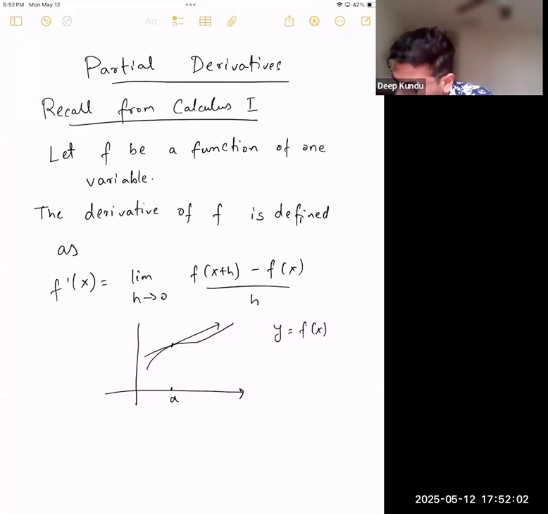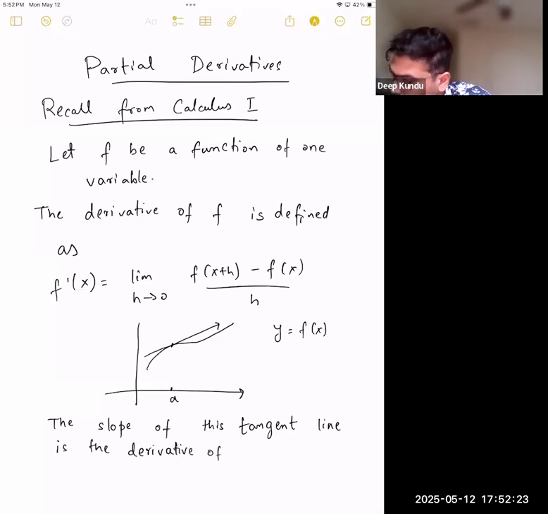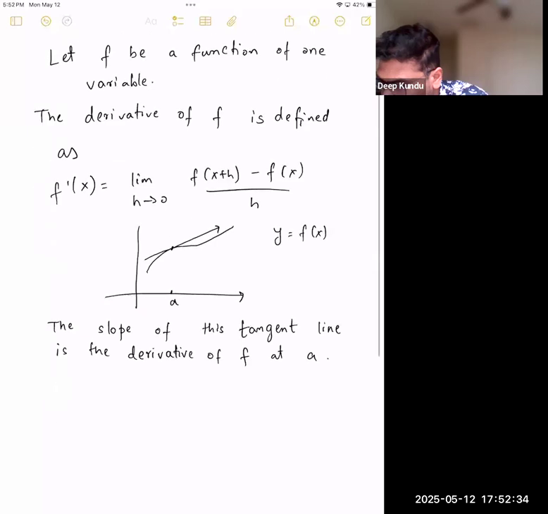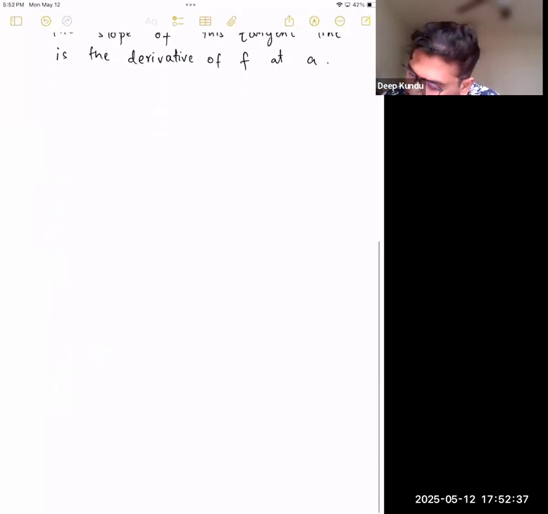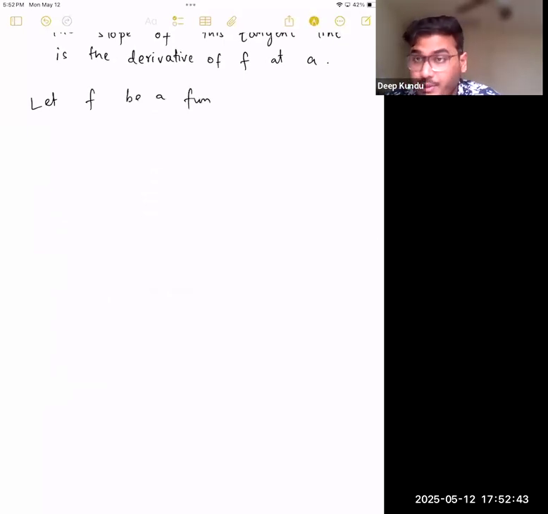Okay, and now the slope of this tangent line is the derivative of f at the point A. Okay, now we want to replicate this idea for functions of multiple variables. Let's see how we can do that. So let f be a function, and we are going to start with two independent variables.